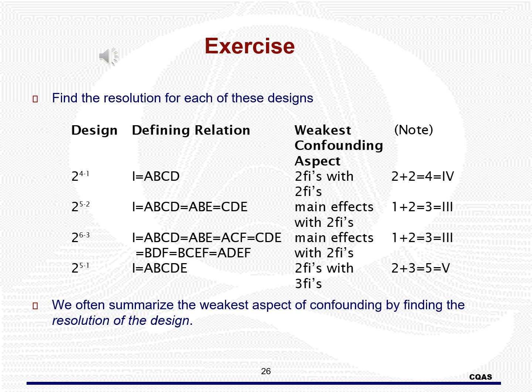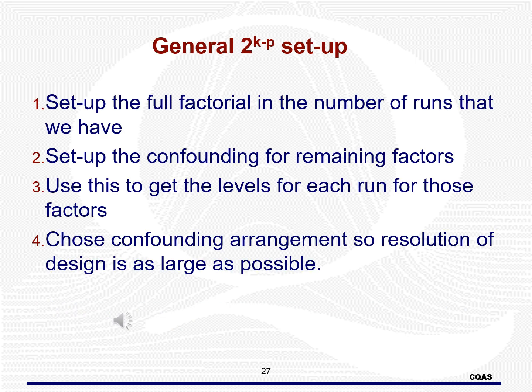Pause the slide and try this exercise. To set up the general fractional factorial design: 1. Set up the full factorial and the number of runs that we have. 2. Set up the confounding for remaining factors. 3. Use this to get the levels for each run for those factors. 4. Then create the defining relation and find the alias structure. You want to make sure that the resolution is as large as possible.